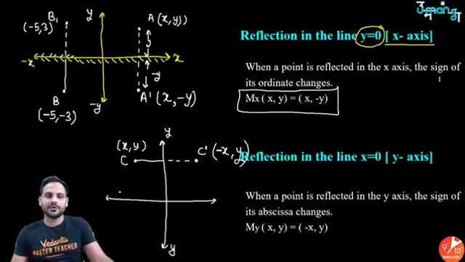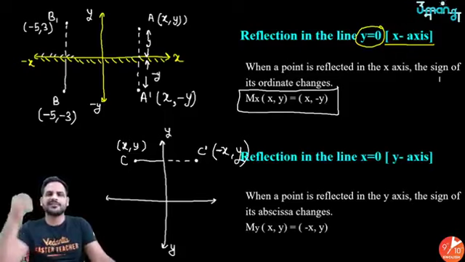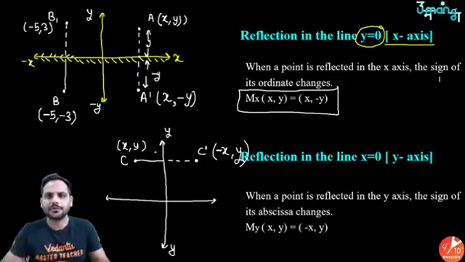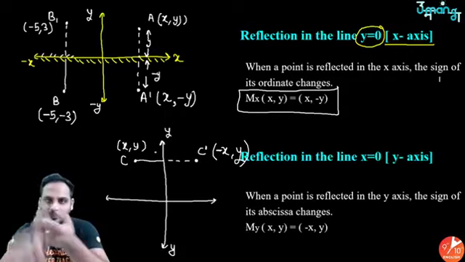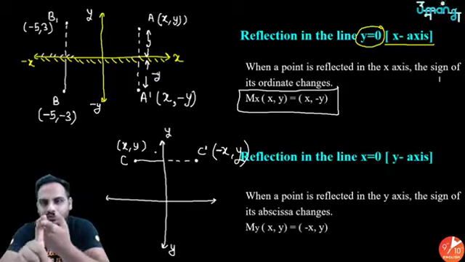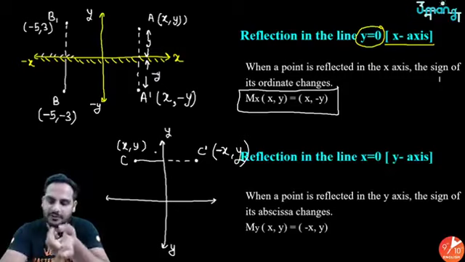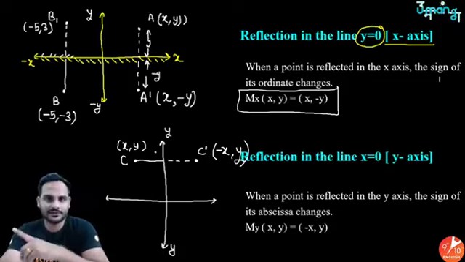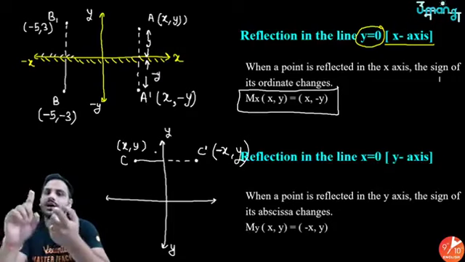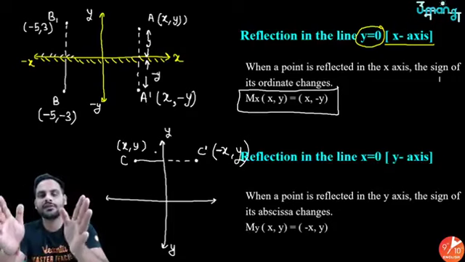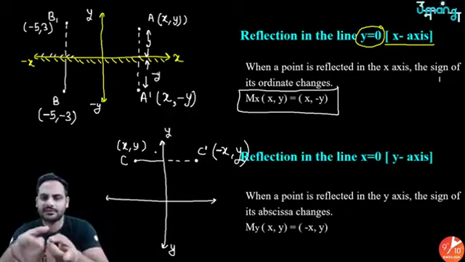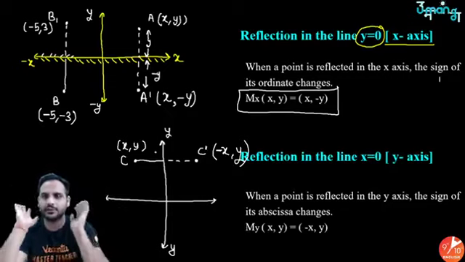ठीक है? So don't go कि sir second quadrant में x is negative. I'm just giving any variable. So when we do the reflection along x-axis or y equal to 0, the x coordinate will remain same. Y coordinate will change the sign. And when we do the reflection along y-axis, y coordinate will remain same and x coordinate will change the sign, as you can clearly understand over here.